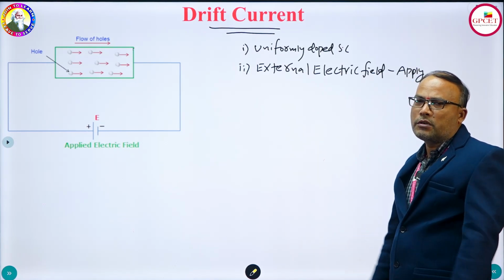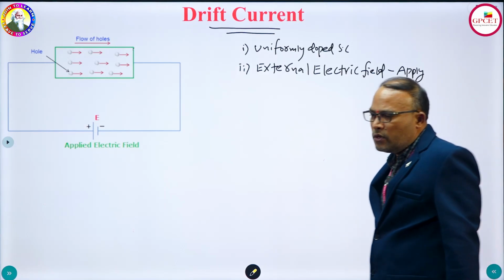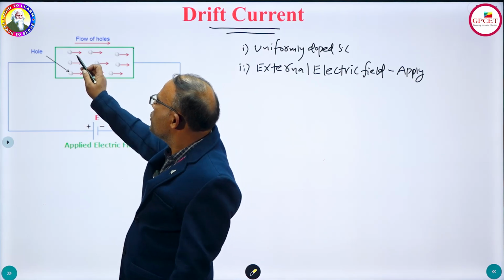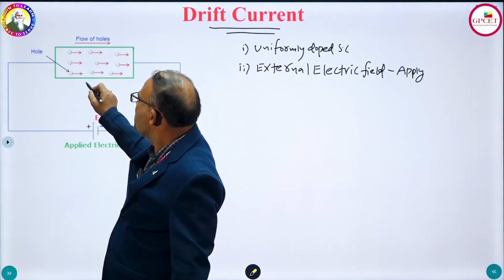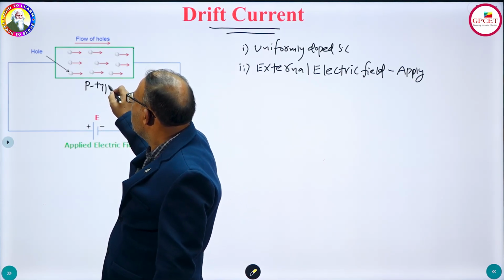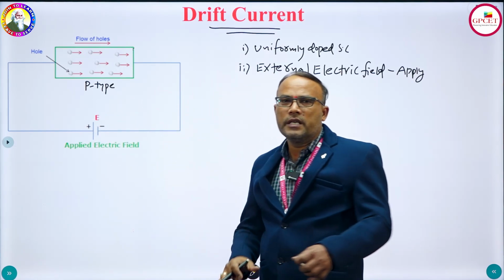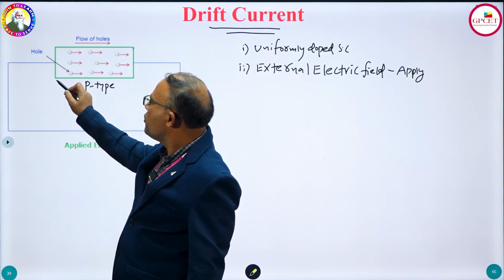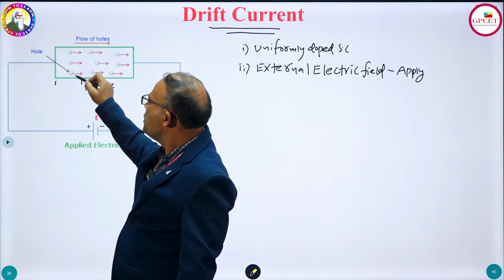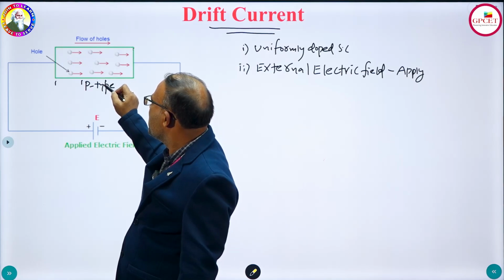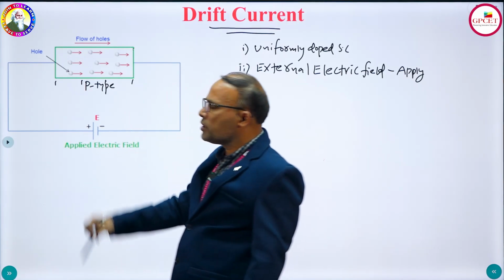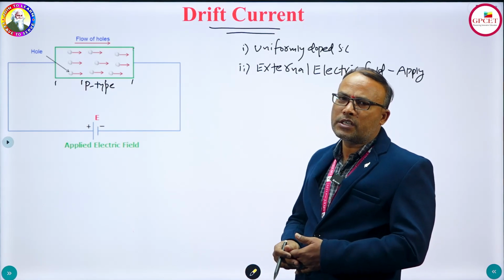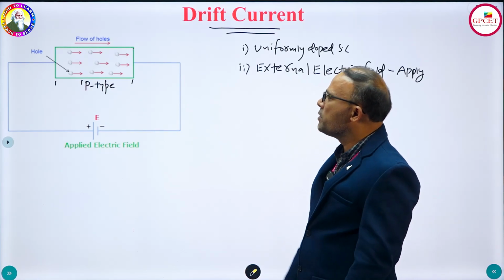So let us observe how drift current flows. I am taking here a P-type semiconductor where the majority charge carriers are holes, and they are uniformly doped. For example, see here, it is uniformly doped from this point to this point, three charge carriers. From this point to this point, again three charge carriers. So this is what is called a uniformly doped concentration in a device, which is nothing but a semiconductor.